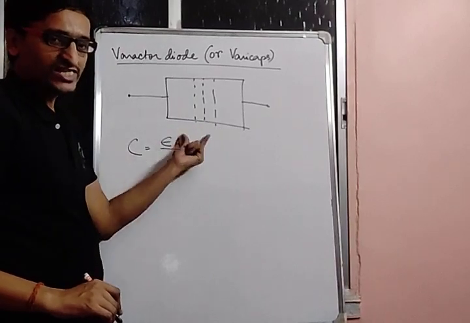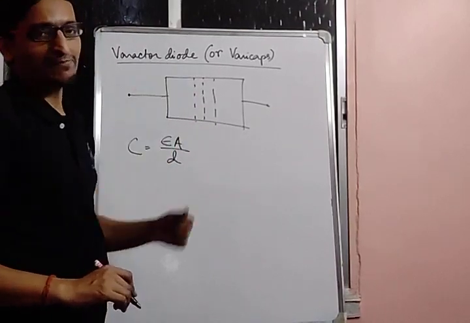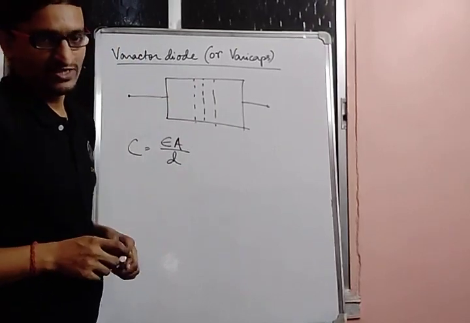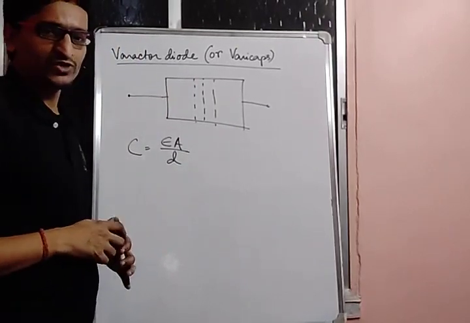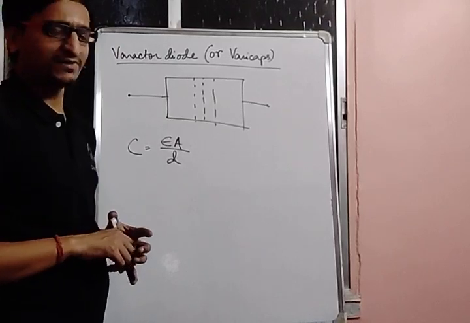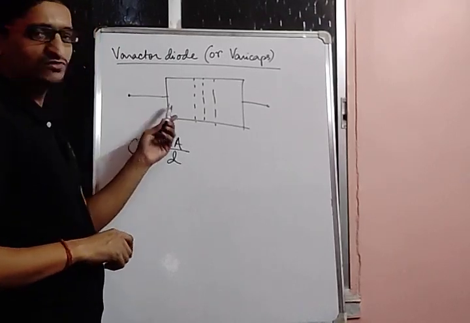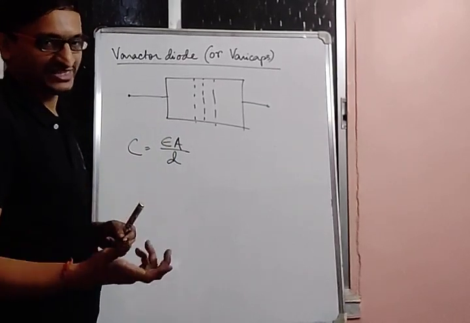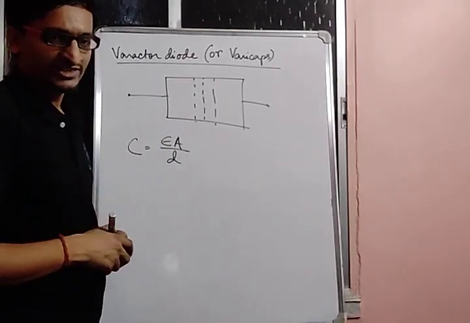This concept is used in a special type of diode, which is called a varactor diode or varicap. This varicap can be used for tuning purposes as well. So this is your varactor diode, which is nothing but a voltage dependent variable capacitor. So this is all for today. Thank you everyone.